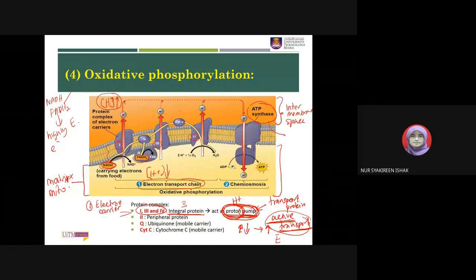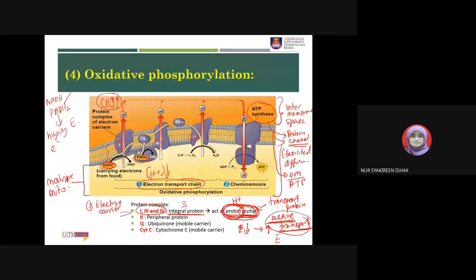Okay, so ATP synthase, dia ada dua fungsi macam saya cakap tadi. Satu sebagai protein channel. Ingat kalau channel, dia terlibat dalam passive transport, which is facilitated diffusion. Okay, facilitated diffusion. Satu lagi fungsi dia sebagai enzyme. So enzyme untuk synthesize ATP.